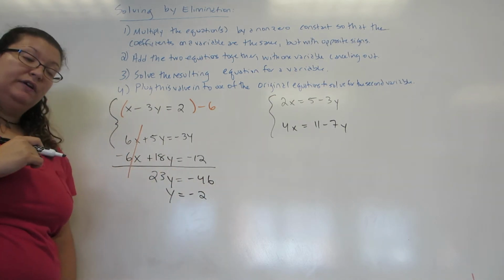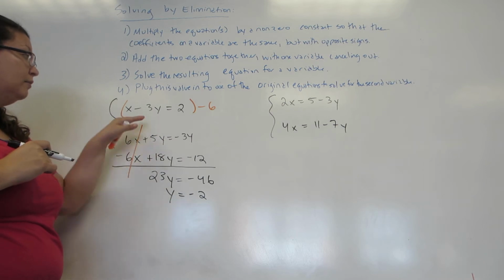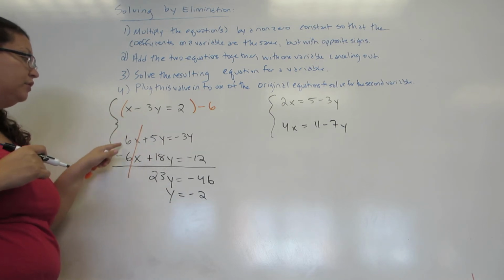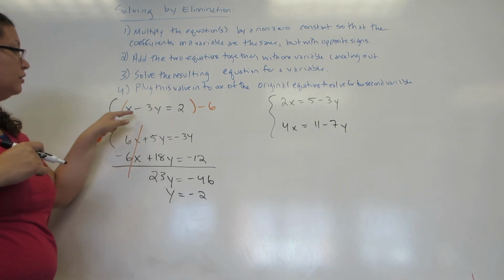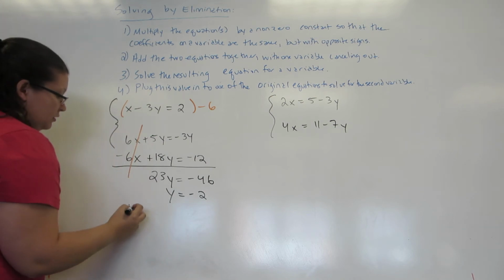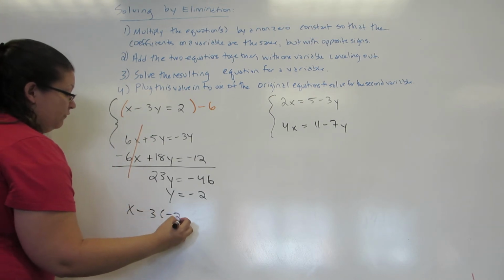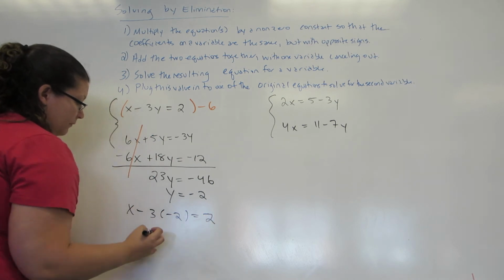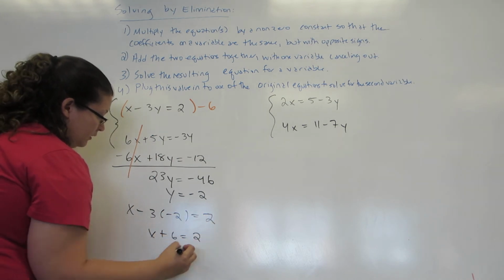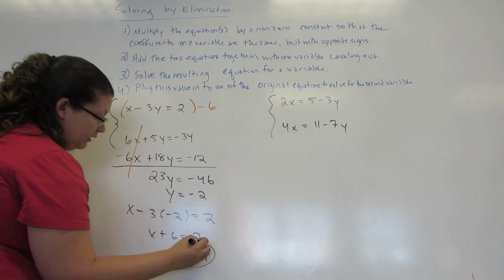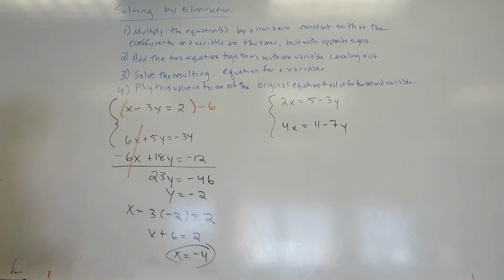Now to get my second variable, I take this y and plug it back into either of the original 2 equations. The numbers are a little bit smaller on this one, so I'm going to choose to plug it into the first equation. And I get x is -4. So my solution is -4, -2.